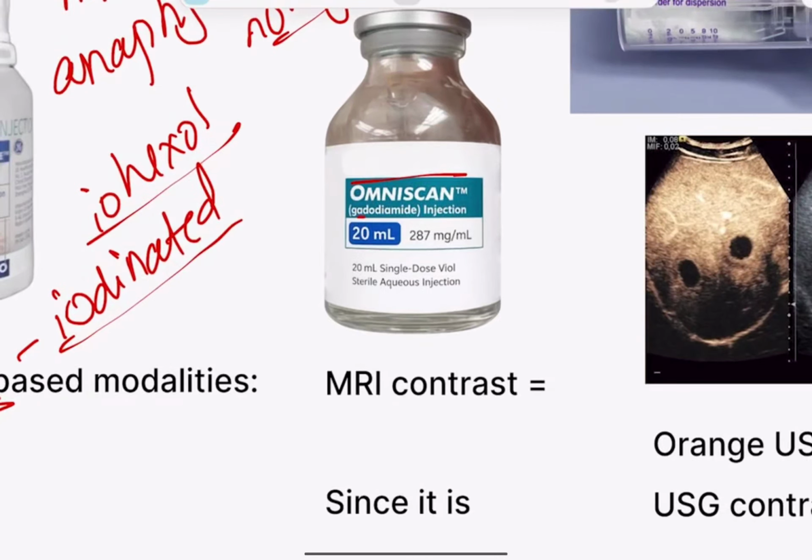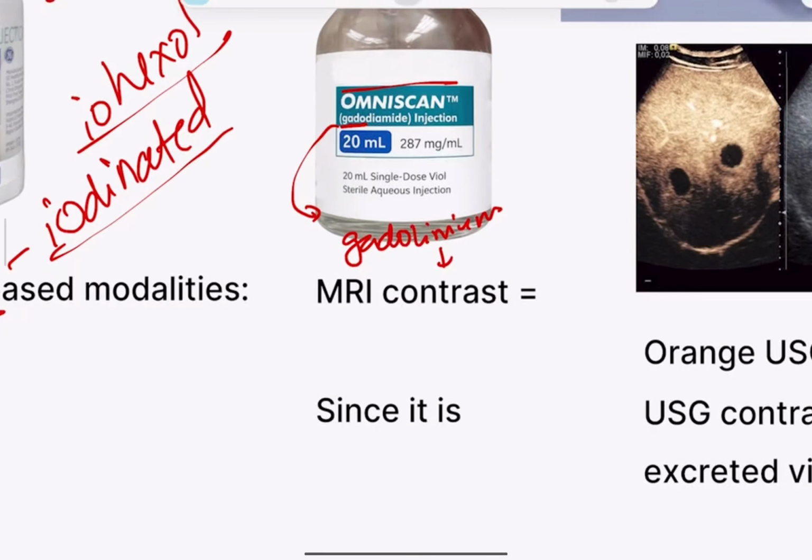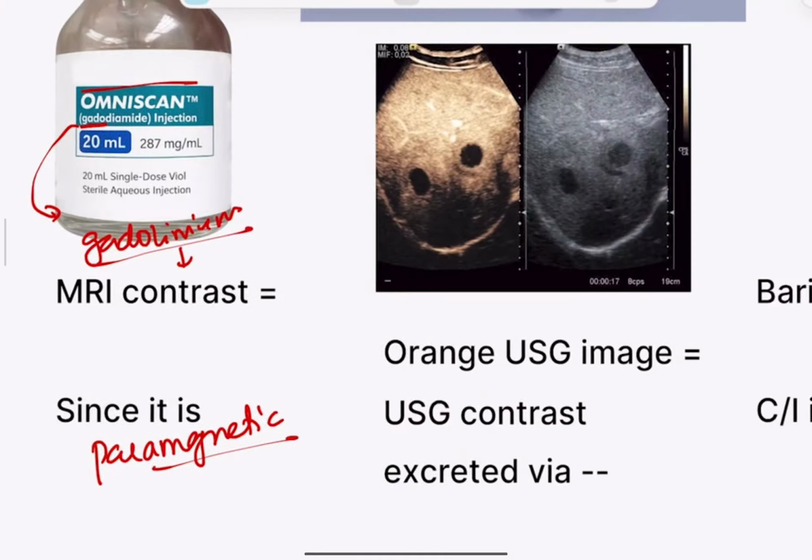Omniscan, as you can see here, gadodiamide, gado, that means gadolinium, is the MRI contrast. Why do we use gadolinium, not iodinated in MRI? Because gadolinium is a paramagnetic substance. For MRI, magnet-based imaging, you need a substance which has magnetic properties which will change the appearance of the substances, pathologies in MRI. So gadolinium is what is used as a contrast in MRI.